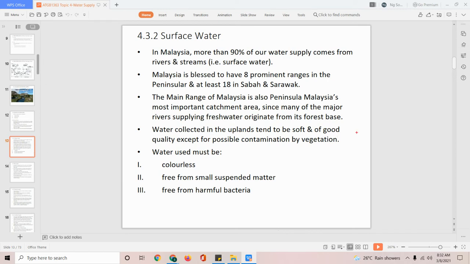Okay, so here it mentions soft and of good quality. So this one comes in regards to the properties of water. So this one will be discussed in a bit more detail later on.